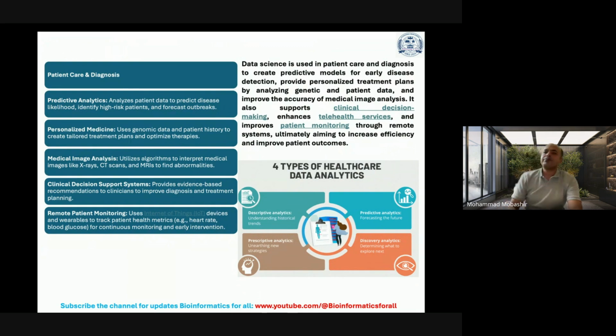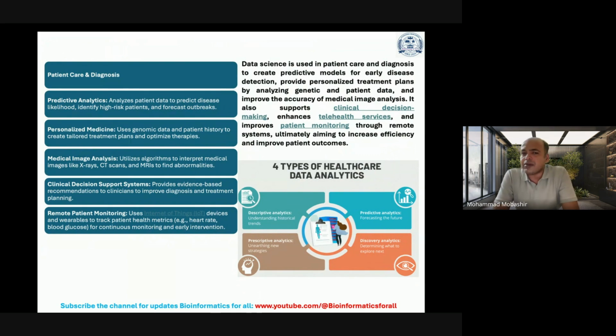So basically, data science is used in patient care and diagnosis to create predictive models for early disease detection, provide personalized treatment plans by analyzing genetic and patient data, and improve the accuracy of medical image analysis. It also supports clinical decision making, enhances telehealth services, and improves the patient monitoring through remote systems, ultimately aiming to increase the efficiency and improve the patient's outcomes.